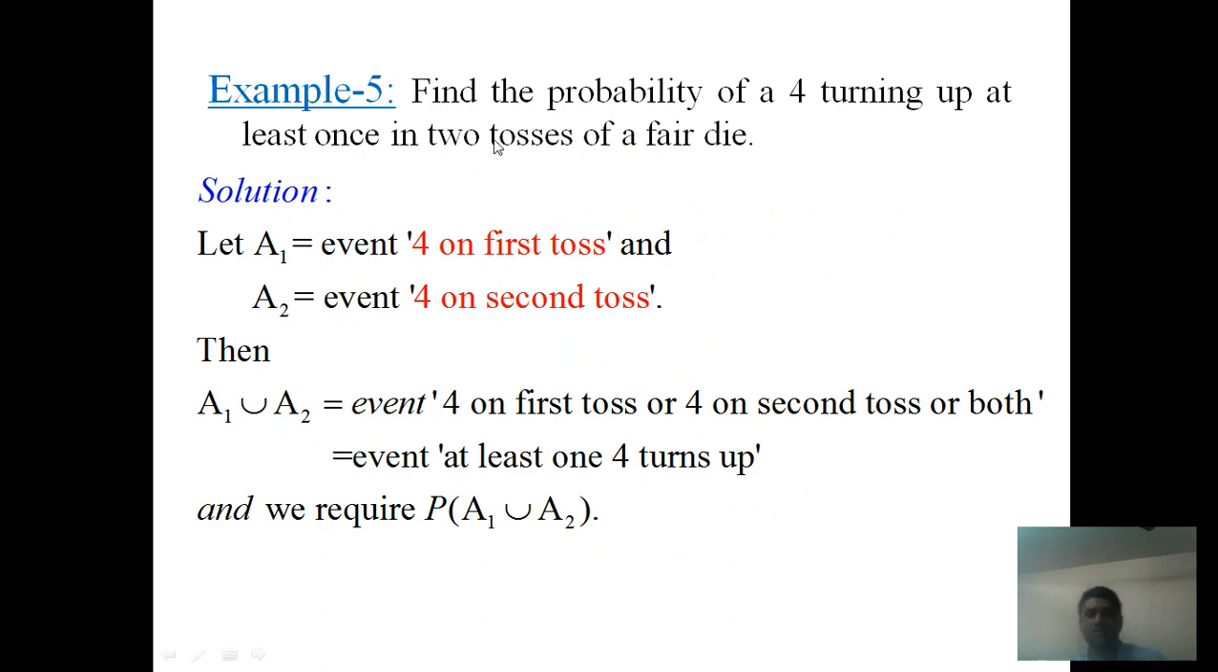Fifth example: find the probability of a 4 turning up at least once in 2 tosses of a fair die. So let's start the solution. Let A1 represent the event where 4 comes on the first toss, and A2 the event of 4 on the second toss. Then A1 union A2 represents the event 4 on the first toss, or 4 on the second toss, or both. It means that at least one 4 turns up. That is, we require the probability of A1 union A2.